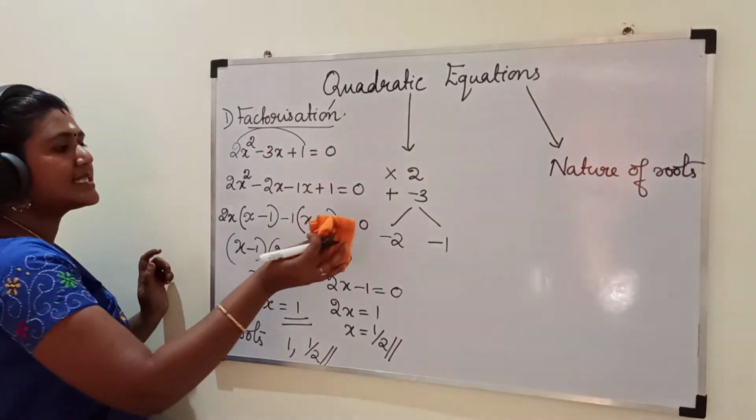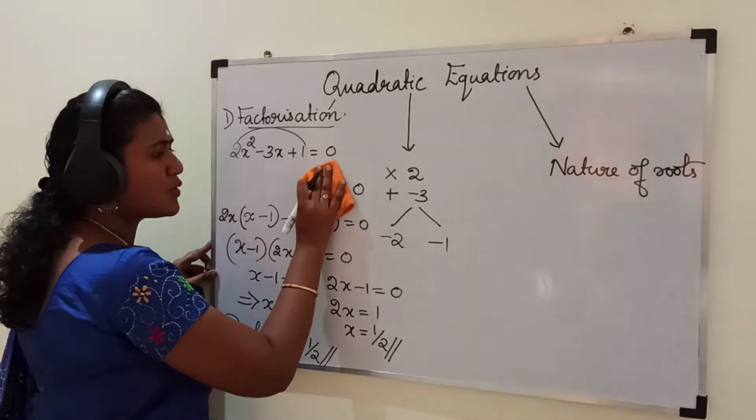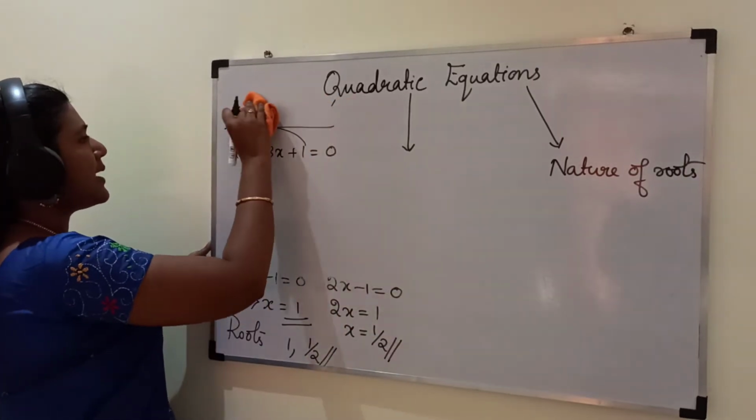Now we will see the second method, the completing the square method. We will see now the same question. We will see how to find the solution using completing the square.